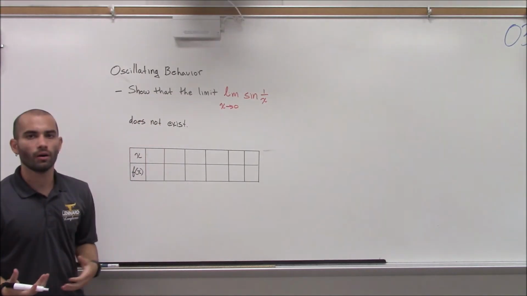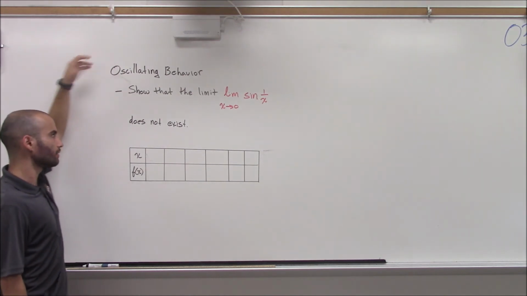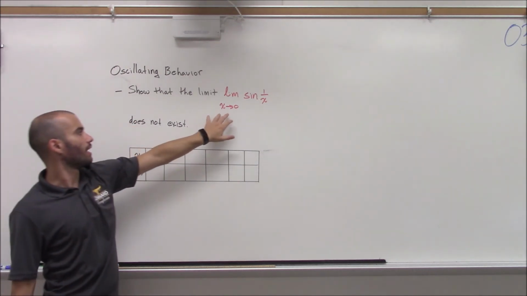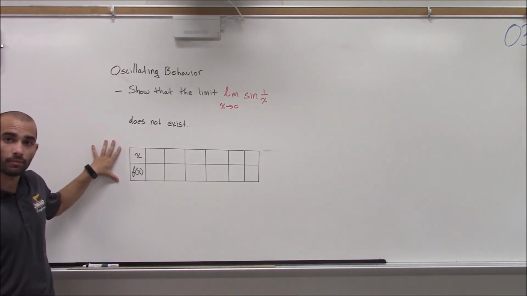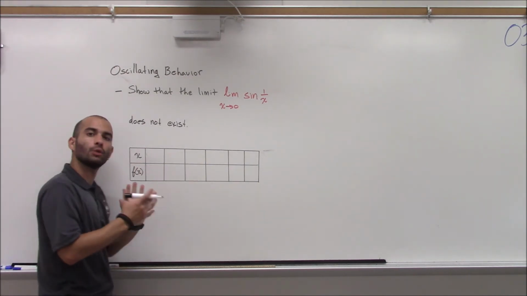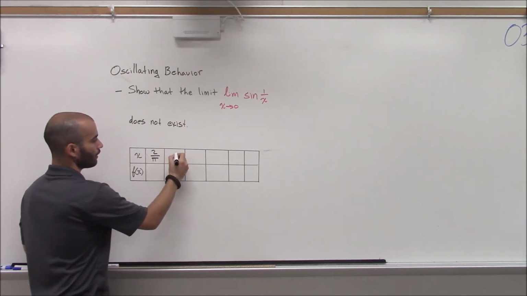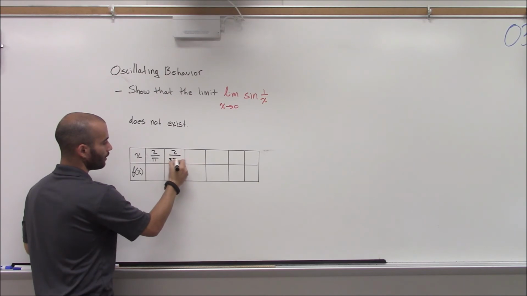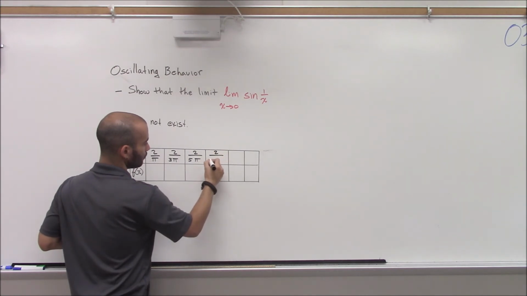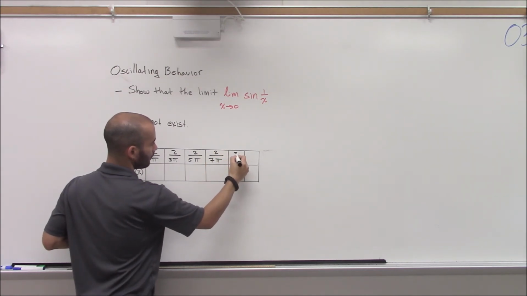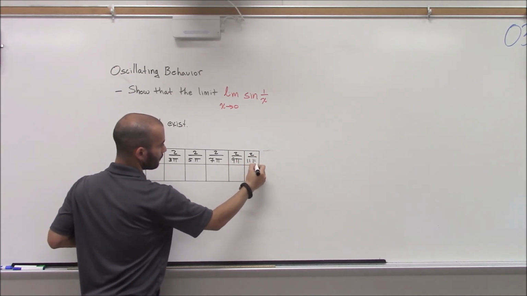The last example of where a limit fails to exist is called the oscillating behavior case. So I want to show that the limit as x approaches 0 of the function sine of 1 over x does not exist. I have a table right here, and I'm going to pick values that get closer and closer to 0. So I'm going to start with 2 over pi, and then 2 over 3 pi, 2 over 5 pi, 2 over 7 pi, 2 over 9 pi, and then 2 over 11 pi.